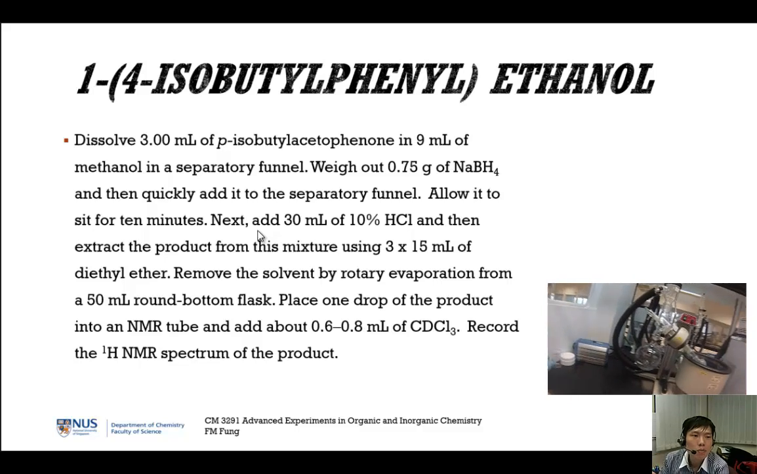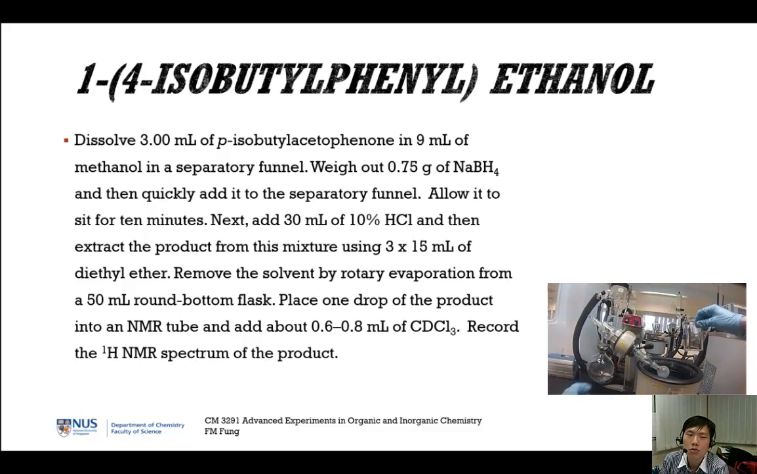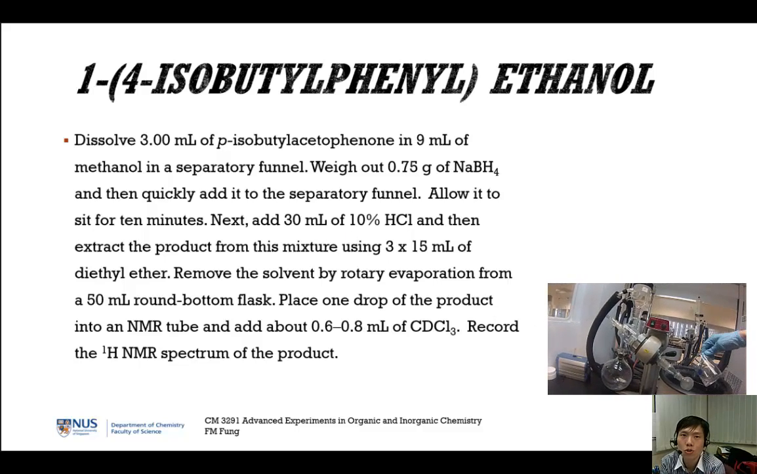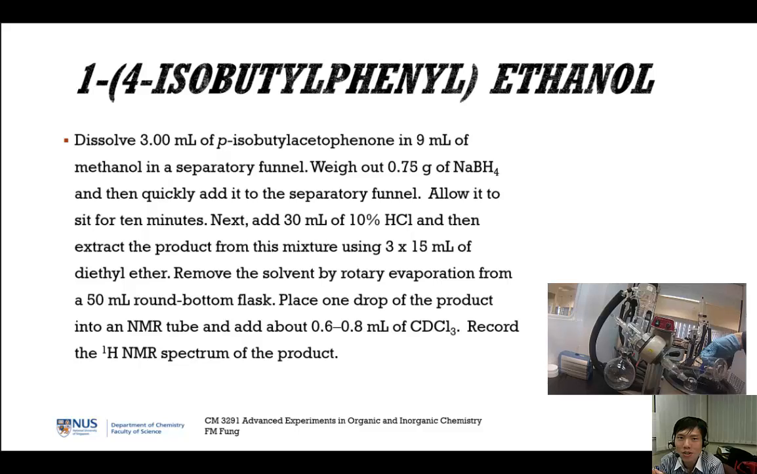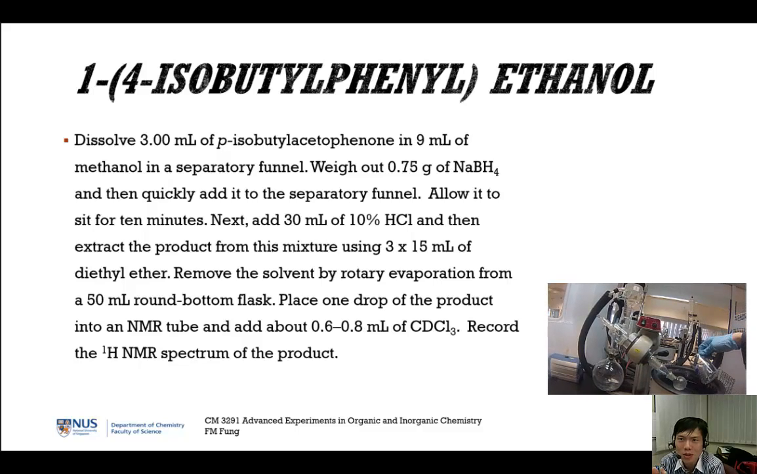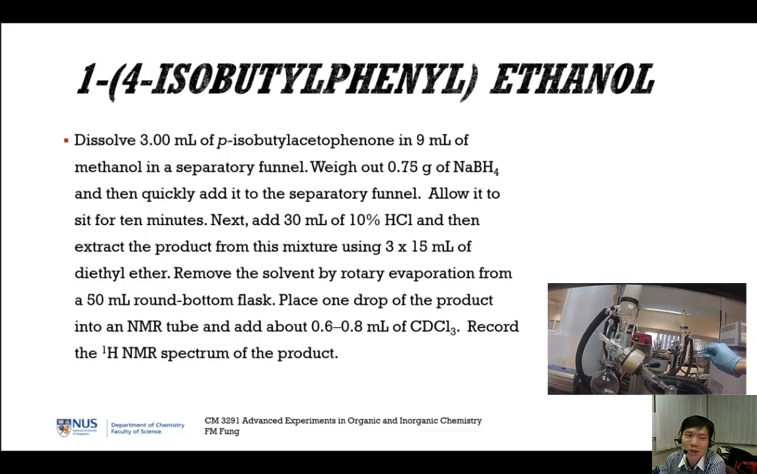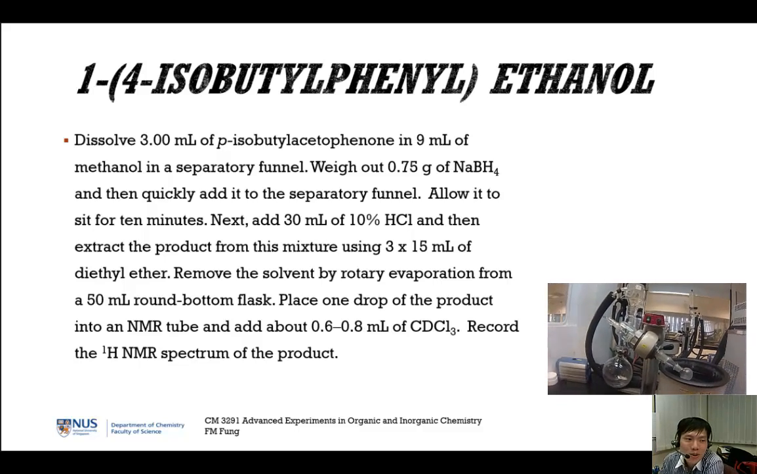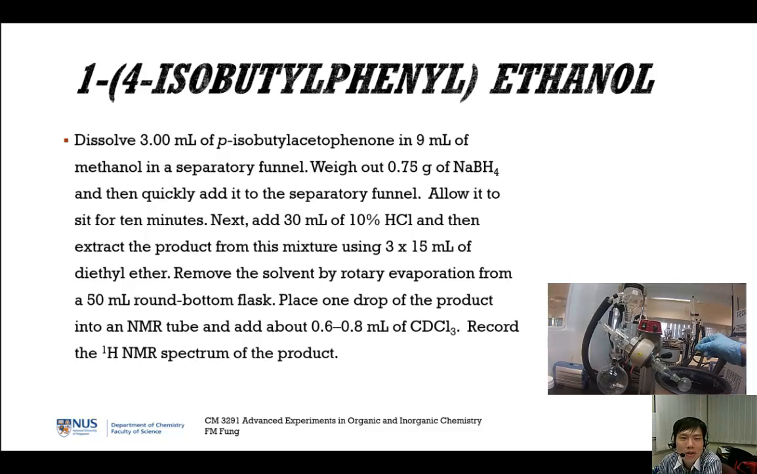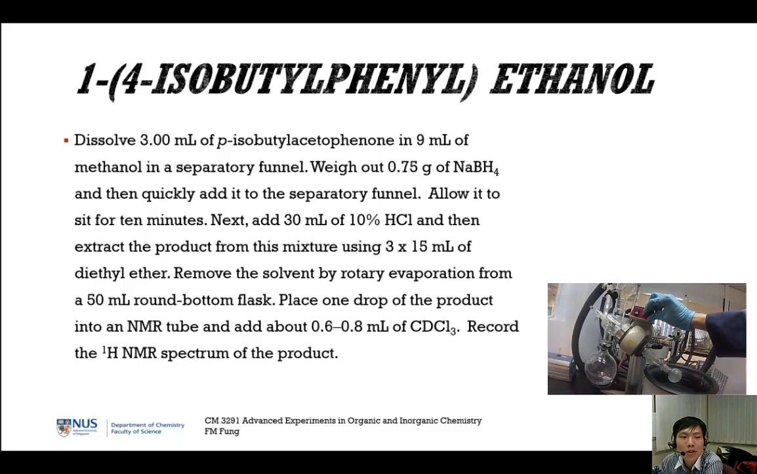Okay, use 0.6 to 0.8 ml CDCl3, this number is crucial. Too much, too dilute, the spectrum doesn't appear good. Too little is too concentrated. The lab officers may not want to do it for you. Okay, so you must have the right spot. Record the product NMR, and of course you're going to put this down in your lab report.